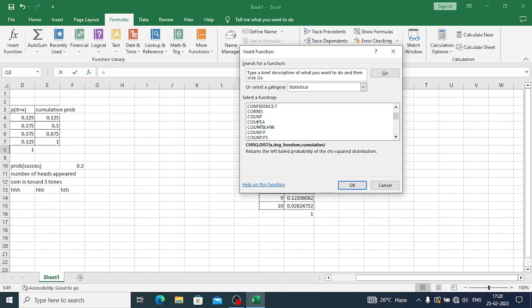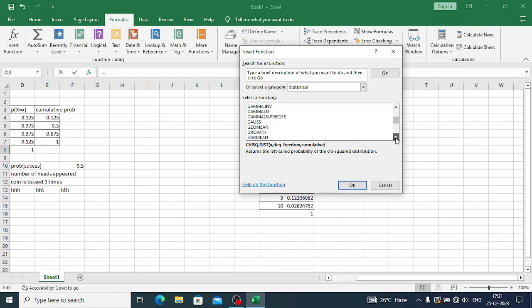Then the correlation function we have seen. Count means just counting all the numerics in the selected region. So all these statistical functions we have already defined. Here: exponential distribution, F distribution, F inverse, F test, gamma distribution. All that forecasting we have seen in the regression as well as in time series.